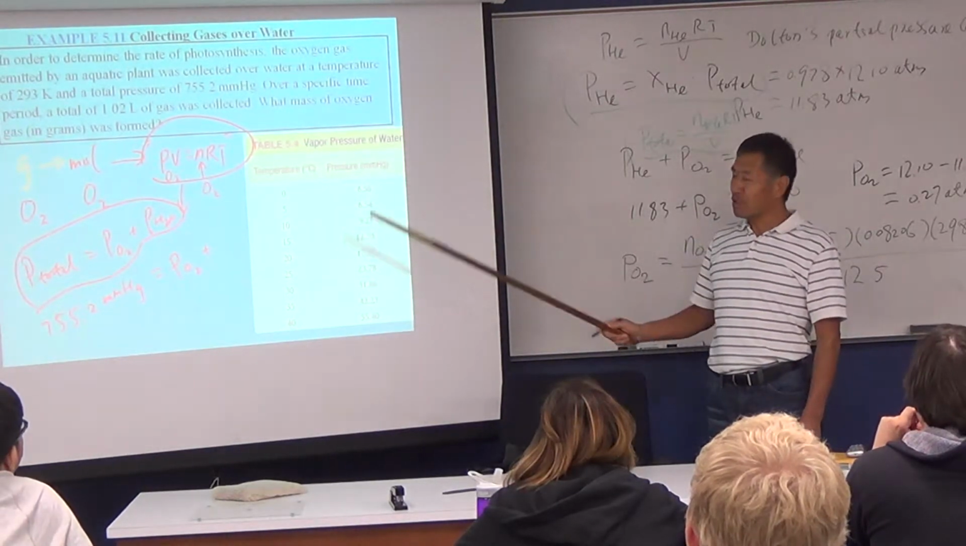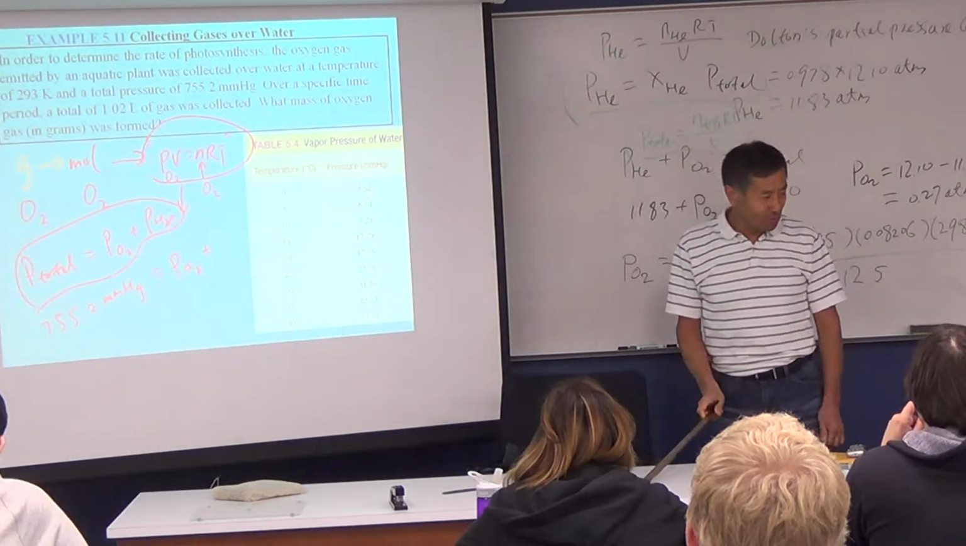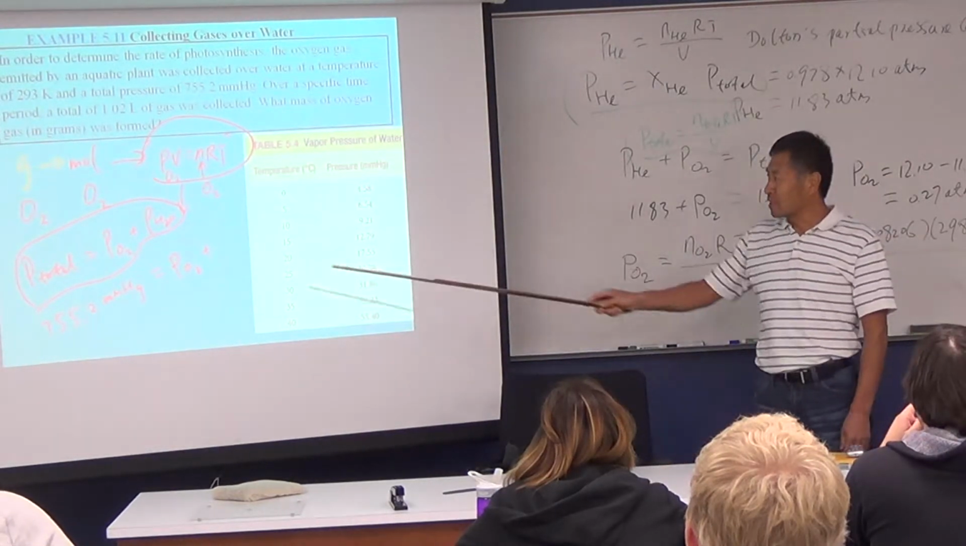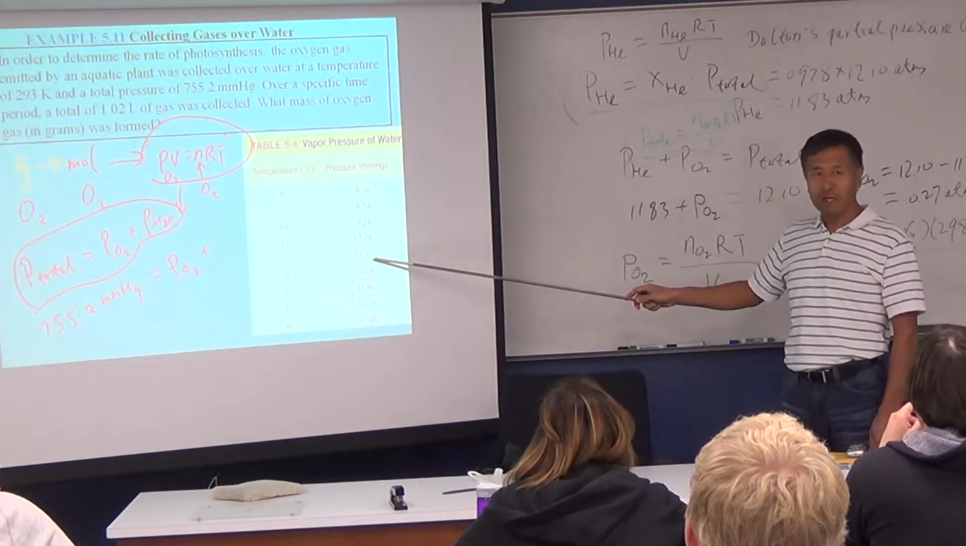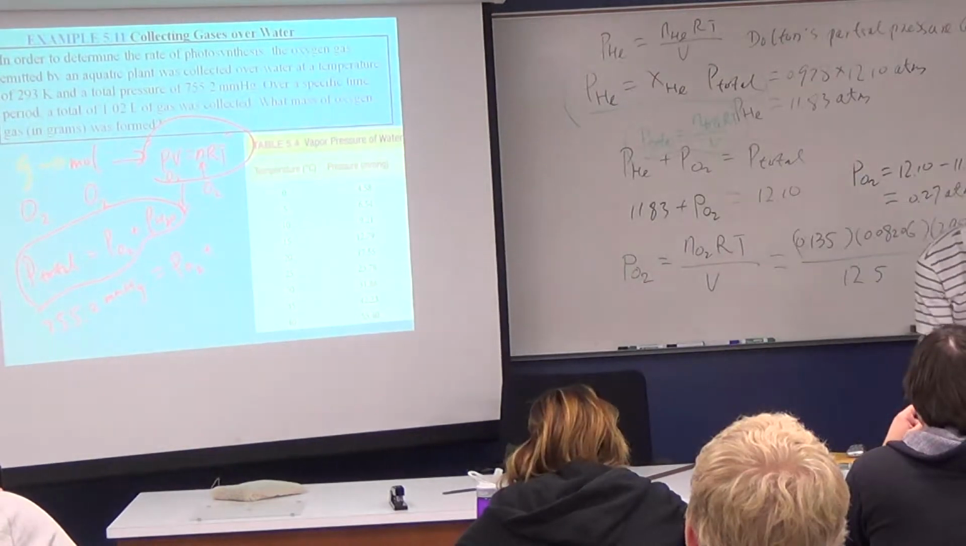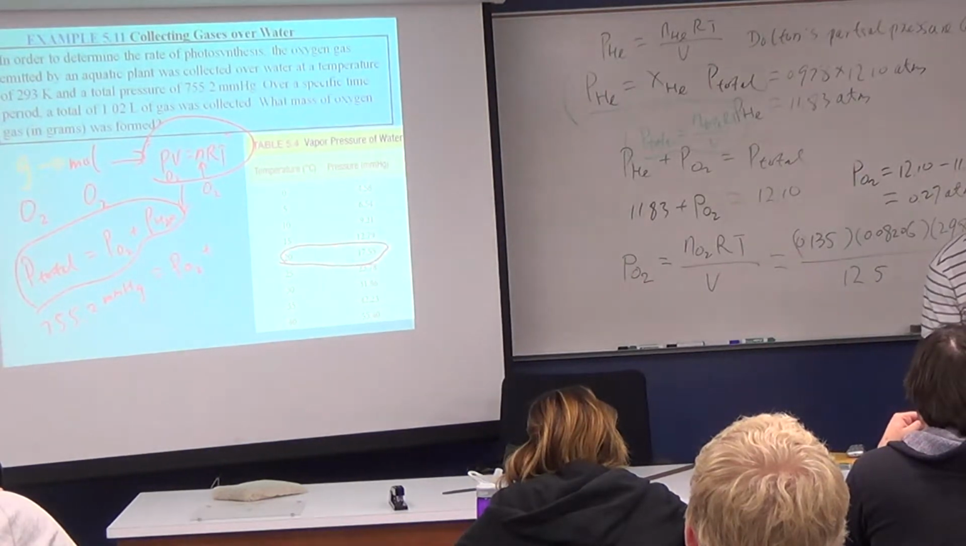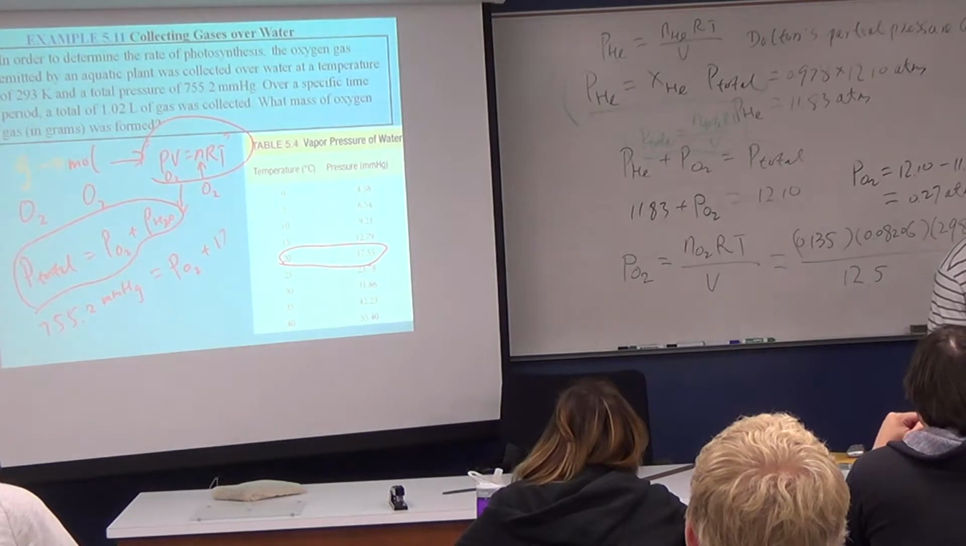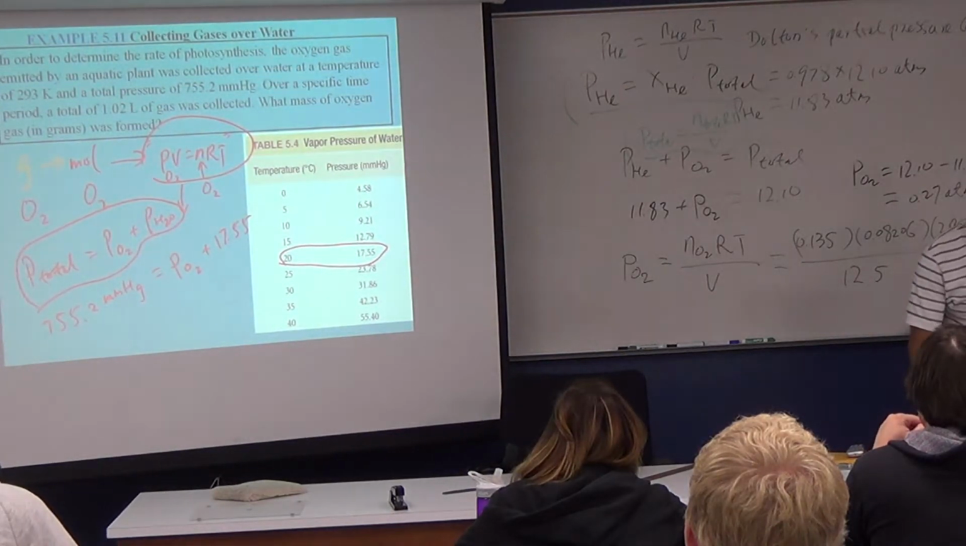This table is in Celsius. So what number are we looking for? 20. So 20 right here. Right? So we will have this number here, which means 17.55.